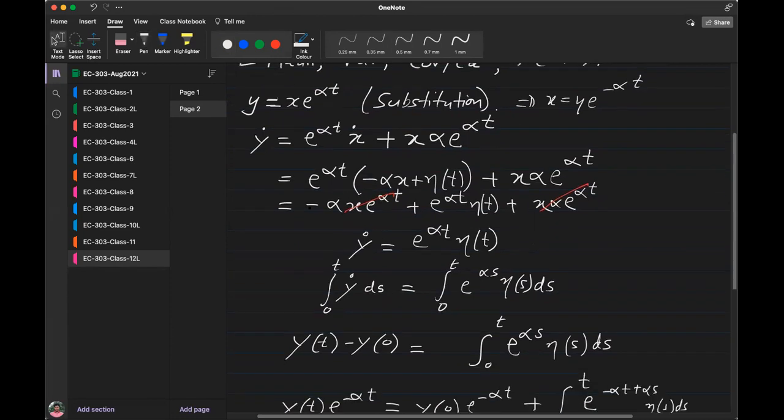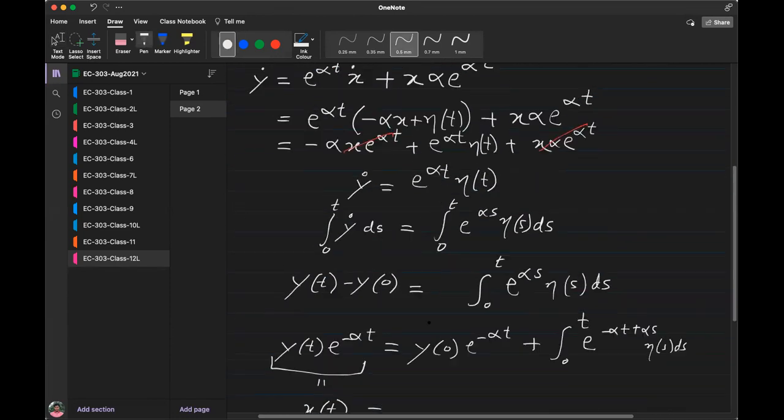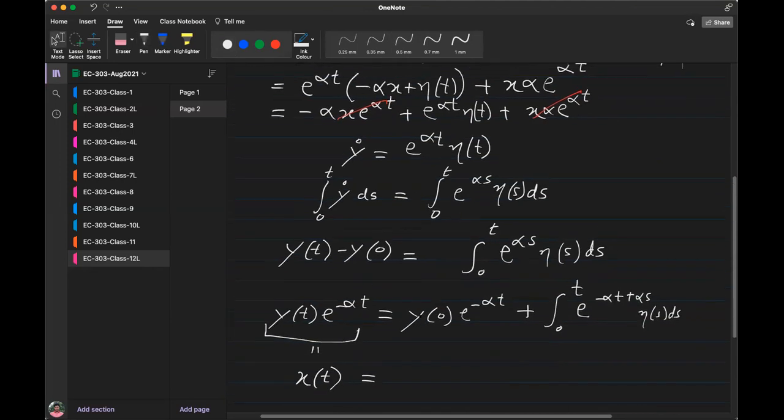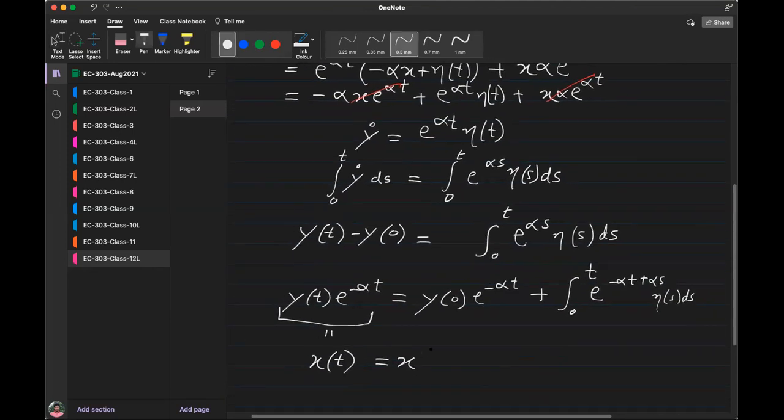What is y of 0? If in this equation you set x of 0, that will be y of 0 e^(-0), which is basically y of 0. So x of 0 is nothing but y of 0, and I can just replace y0 with x0. And e^(-alpha t) remains as it is. Then we have the integral from 0 to t of e^(-alpha (t - s)).